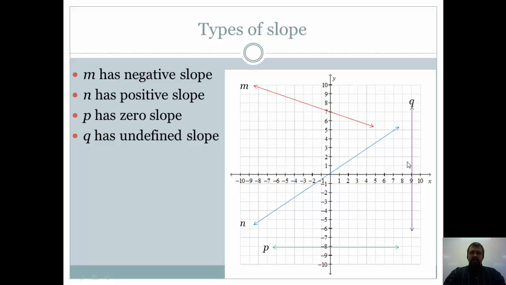And Q here is undefined because how can you call that steep? It's a vertical wall. If it was anything but vertical, you could say extremely steep or great steepness. But when it's vertical, it's really not steep anymore. It's now a wall. You don't say that wall looks steep. You might say that wall looks high, but you're not going to say that wall looks steep.